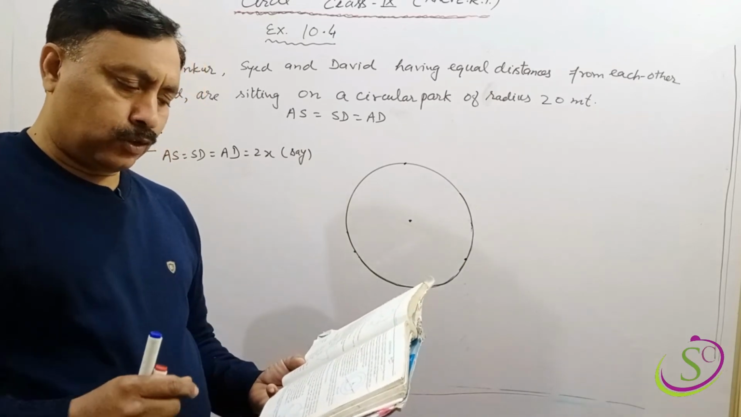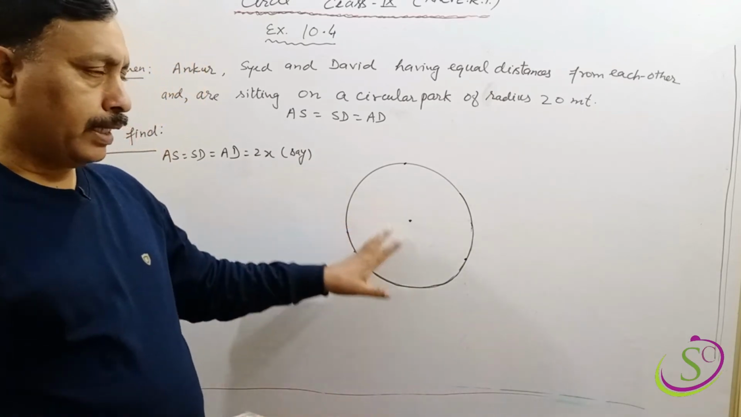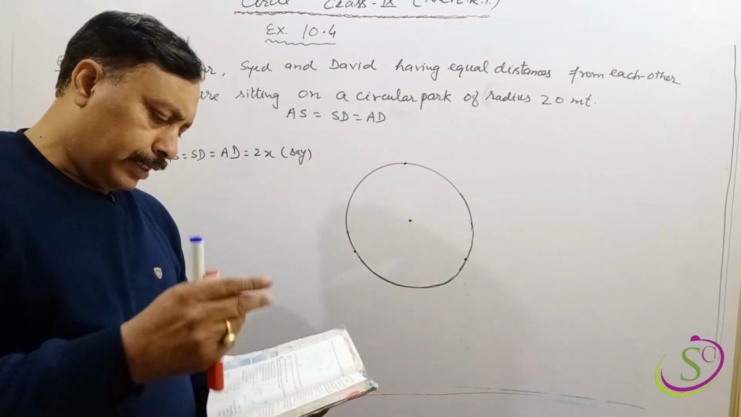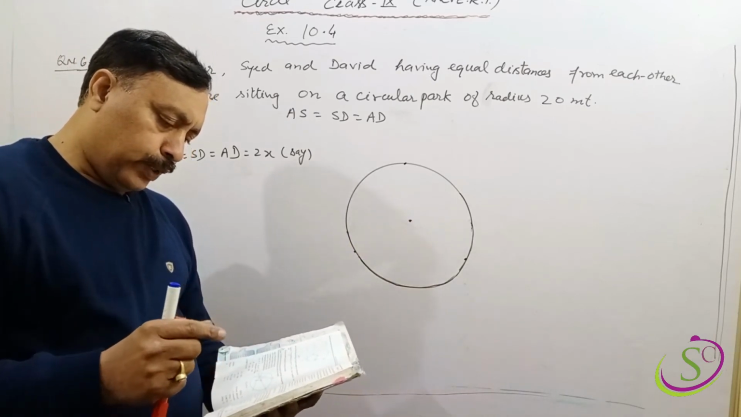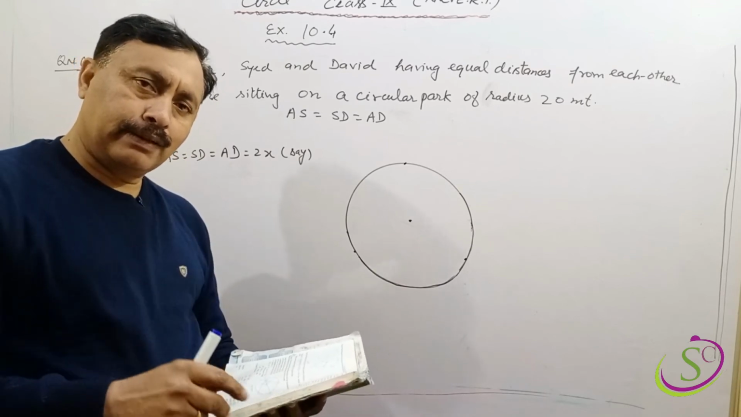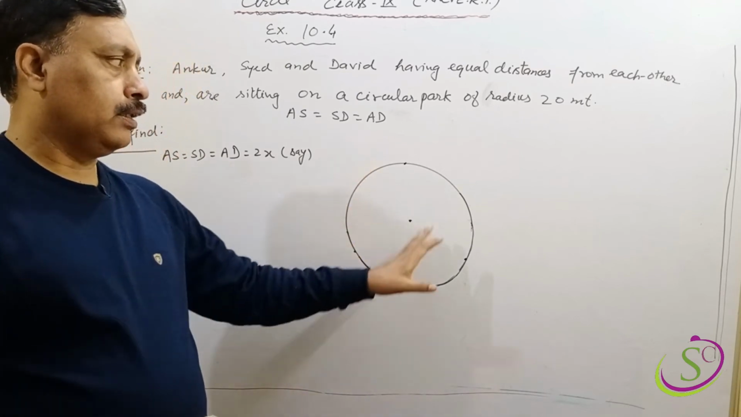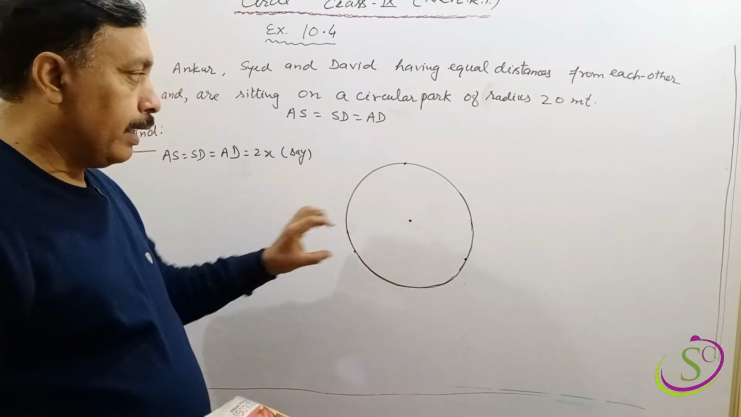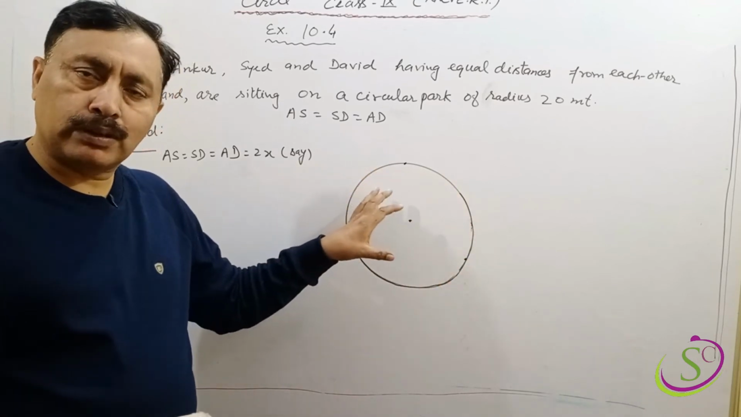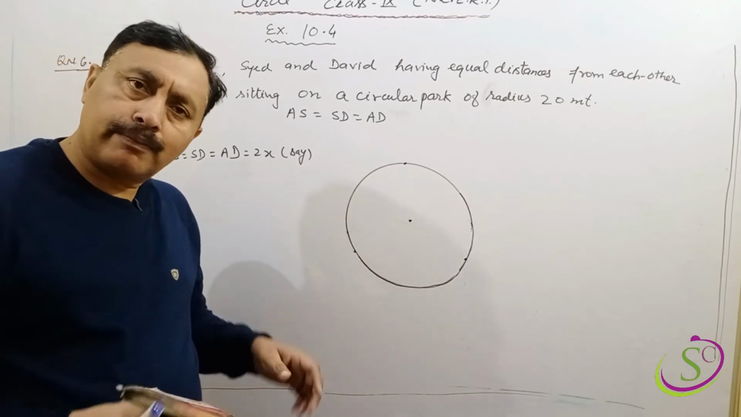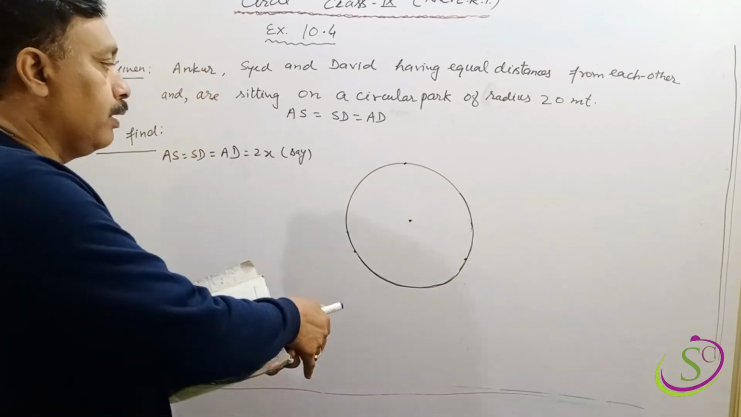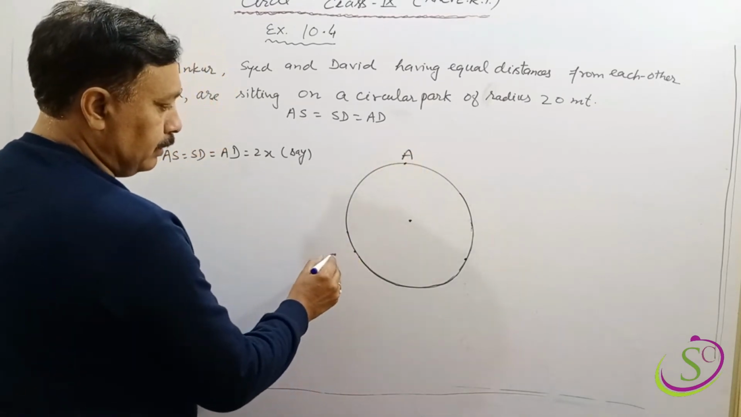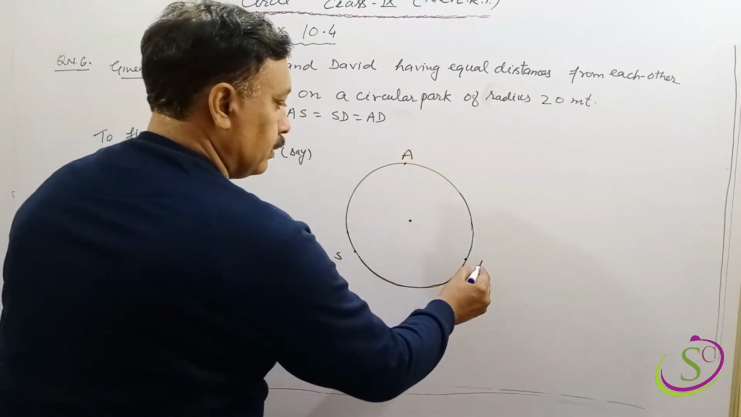A circular park of radius 20 meter, and this is the park and the radius of this park is 20 meter, and 3 boys Ankur, Syed and David are playing with the help of a toy and are sitting on the boundary of this park. Clear? Means this here is Ankur and here is Syed, here is David.